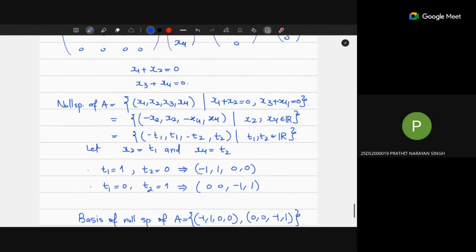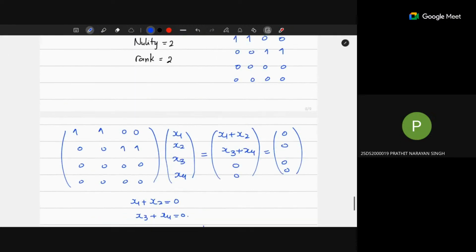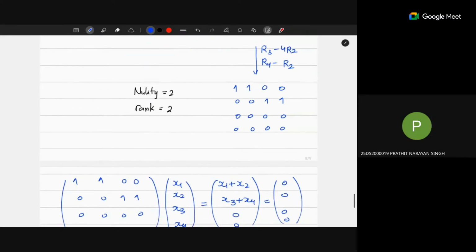And in this case, again, we have seen that nullity plus rank is equal to the number of total variables, which is 4. So 2 plus 2 is equal to 4. So this is called the rank nullity theorem.